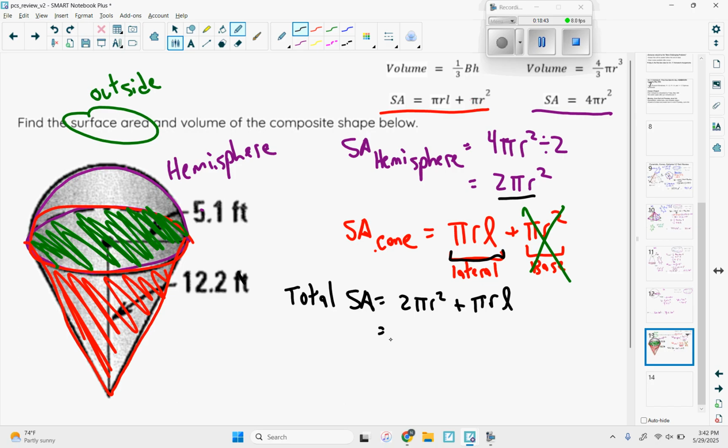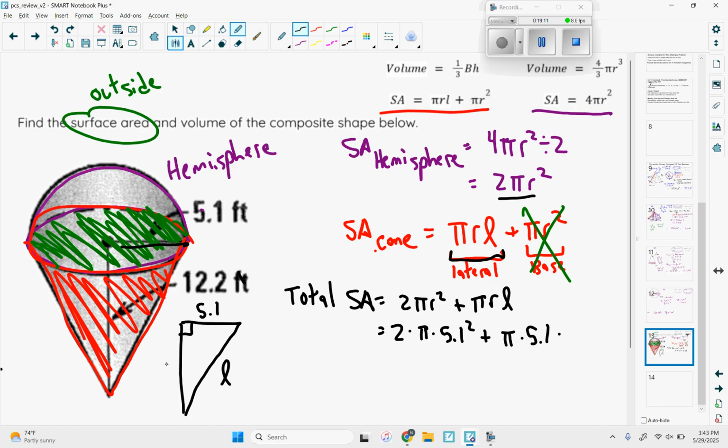And it looks like we have most of the information. We got the 2 and the pi. We have the radius of the hemisphere is 5.1 squared plus pi times the radius 5.1 for the cone. But we don't know slant height. So same thing as before. We're missing slant height. We're going to make our right triangle. We know the radius is 5.1. We know the true height of the cone is 12.2.